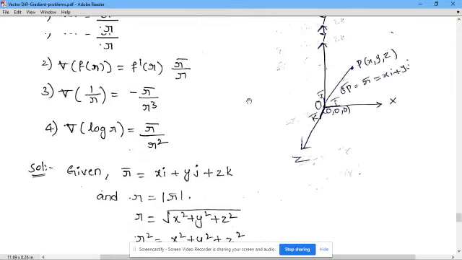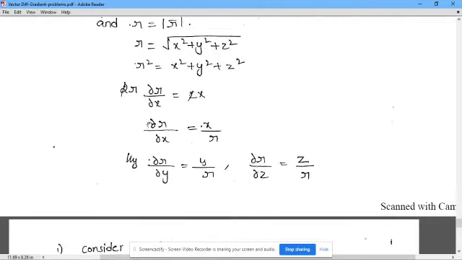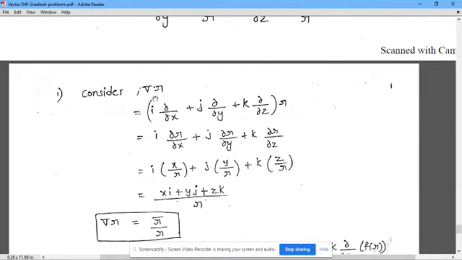Now coming to the first statement, taking the left hand side, what is the left hand side here? Del r. So consider del r. But what is meant by del? Del means i dou by dou x plus j dou by dou y plus k dou by dou z. It is the vector differential operator or grad. So operating each term on r, we will get i dou r by dou x plus j dou r by dou y plus k dou r by dou z.